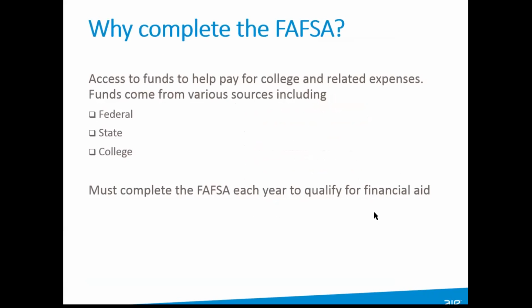So why complete the FAFSA? It's simple: to access funds and money to help pay for college and college-related expenses. Now, these funds come from various sources, including the federal government, the state government, the colleges themselves in the form of scholarships or institutional aid. And you must complete the FAFSA each year to qualify for financial aid. Information is subject to change, for example, like the tax information or the salary information, and thus you complete the FAFSA each year to capture any changes. Plus, the methodology, which is used to calculate certain figures, may change, and therefore you have to complete it each year. So you complete it each year that you plan on being in college.